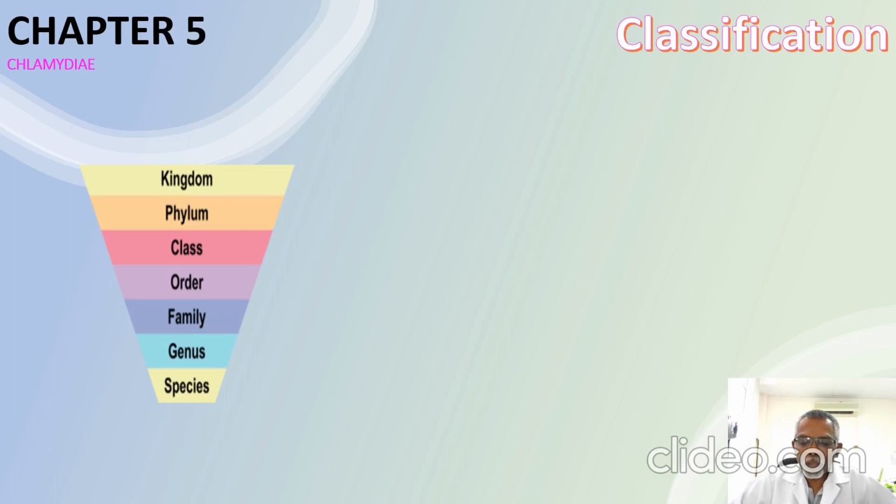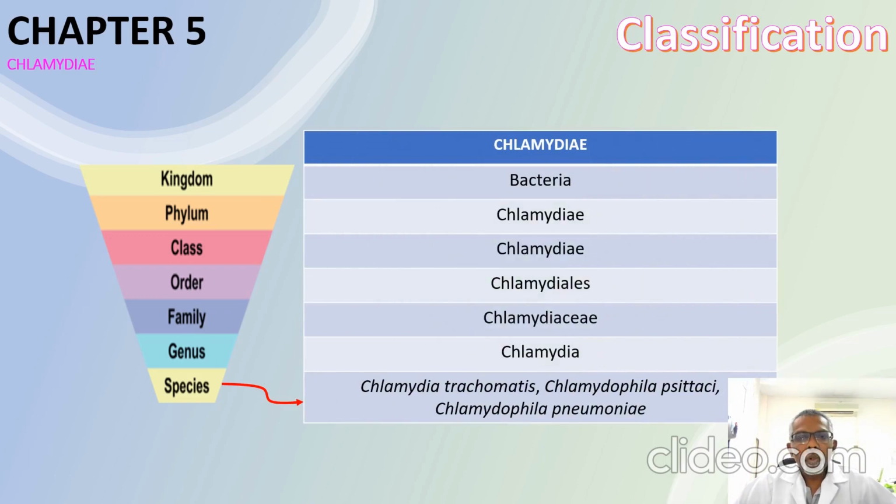In this slide, we can observe how chlamydia is classified under the bacterial kingdom. We will be looking into three species, namely Chlamydia trachomatis, Chlamydophila psittaci, and Chlamydophila pneumoniae, which are important in public health. Let's move on to look at the basic criteria of these bacteria.